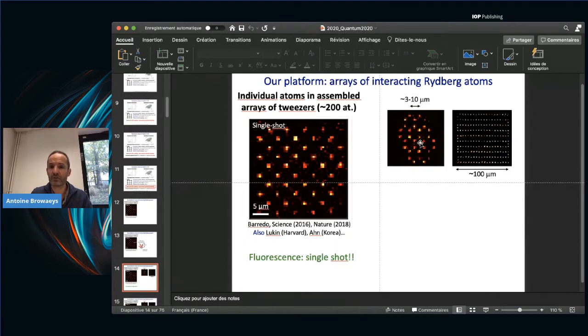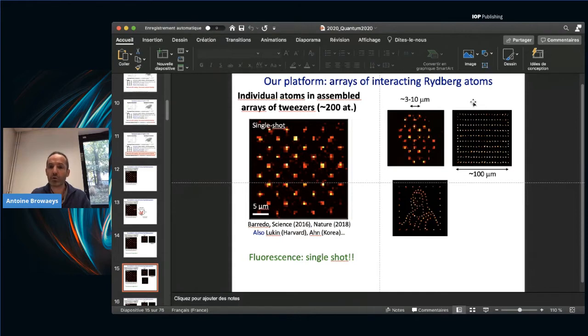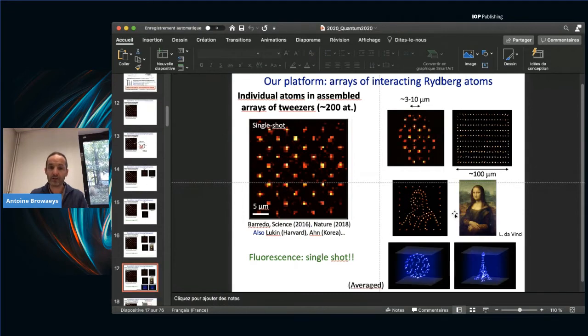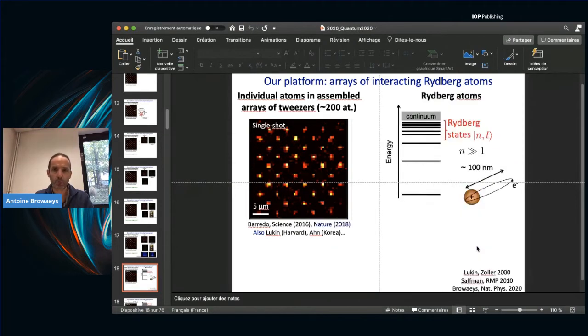For example, you can have this kind of honeycomb lattice. You can create this kind of snake containing up to 200 atoms, with no defect. They are assembled. We can also assemble any kind of arbitrary pattern. This is just an arbitrary pattern, which is a pixelized version of the Mona Lisa. It's useless for physics, but it shows the control over the pattern you can create. And we can even go to 3 dimensions to create this kind of fullerene-like pattern or this kind of Eiffel Tower type of thing, which once again is not too useful for physics.